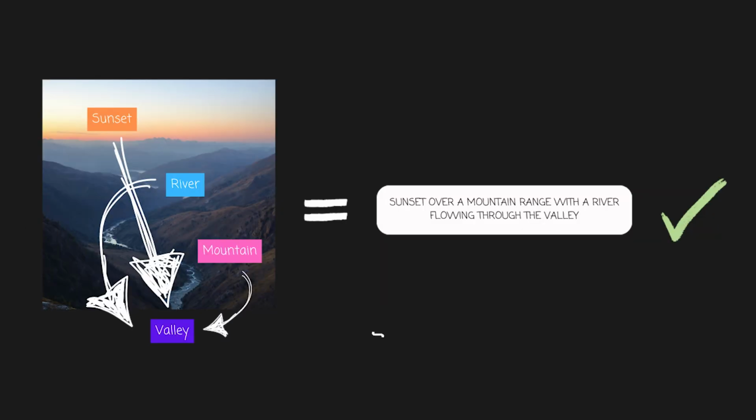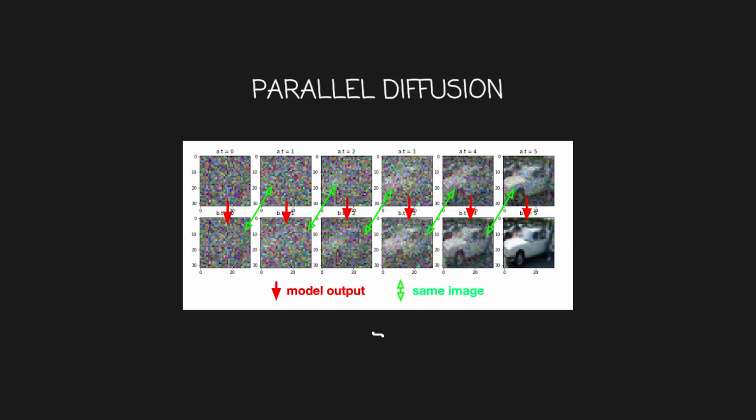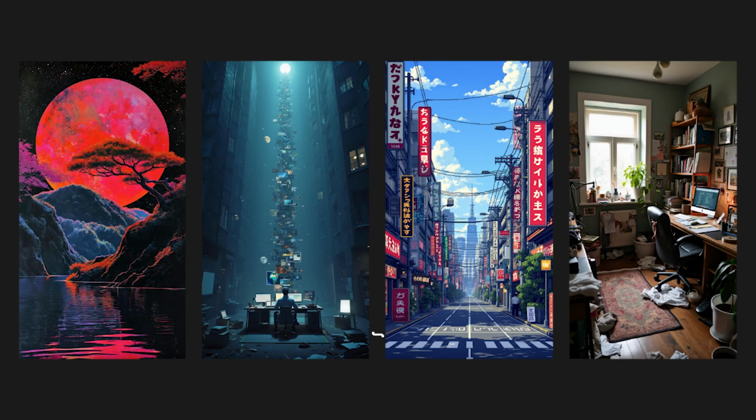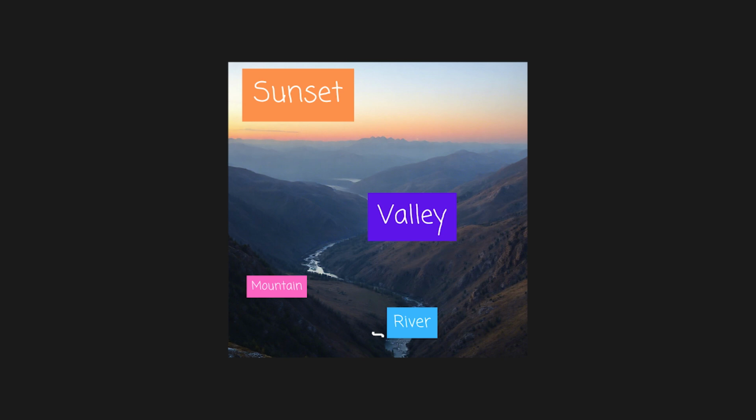Once Flux.1 understands your request, it begins creating the image using a process called parallel diffusion. Think of this as the model starting with a blank canvas full of random noise and gradually refining it into a clear picture. But here's where Flux.1 shines. It doesn't just refine the image step by step like traditional models. It does this more efficiently by processing multiple parts of the image at the same time. This parallel approach speeds up the creation process and allows the model to handle complex scenes with many details, like the sunset, mountains, and river in our example.